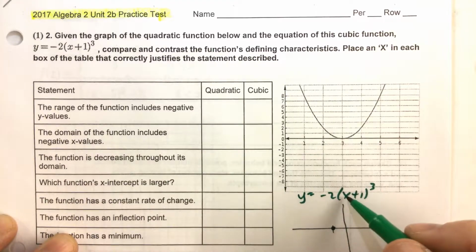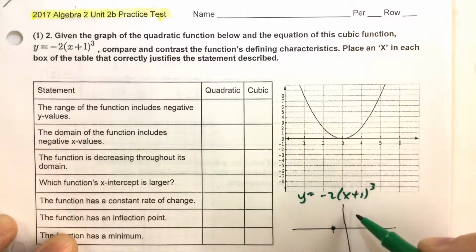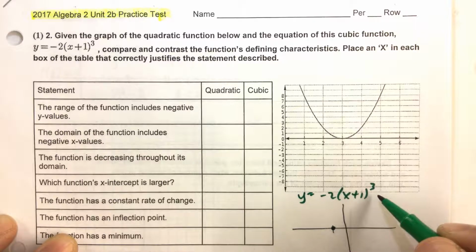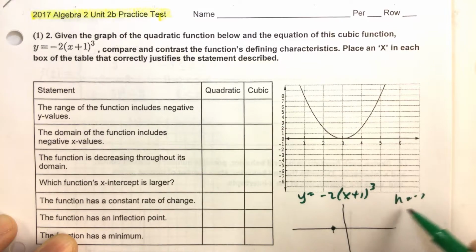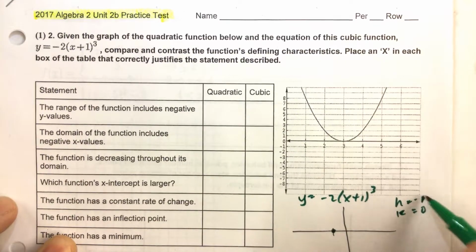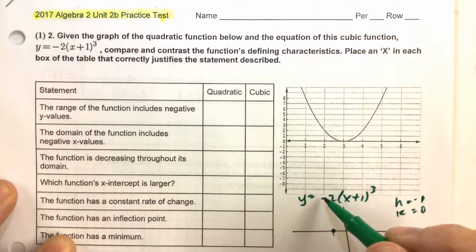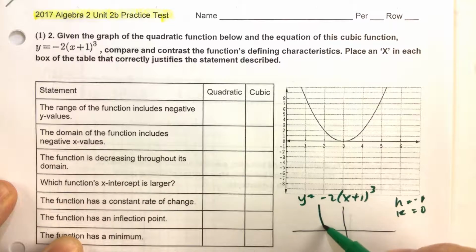Notice that you have a cubic function. The h is -1, so that's our inflection point. H is -1, and k is 0. So (-1, 0) is our inflection point. A is negative, so we're going to go down from left to right. So this is really all you need.